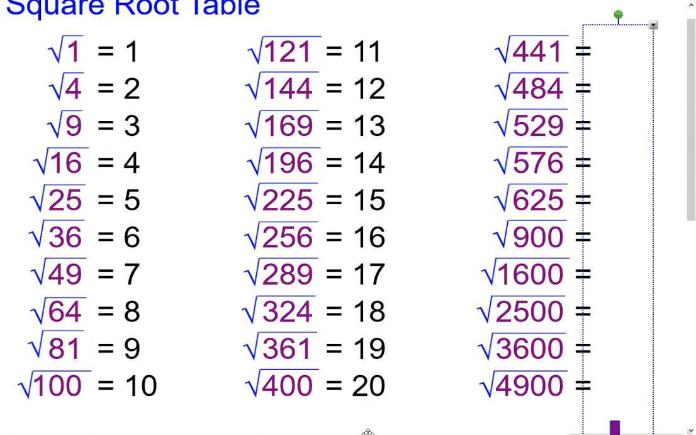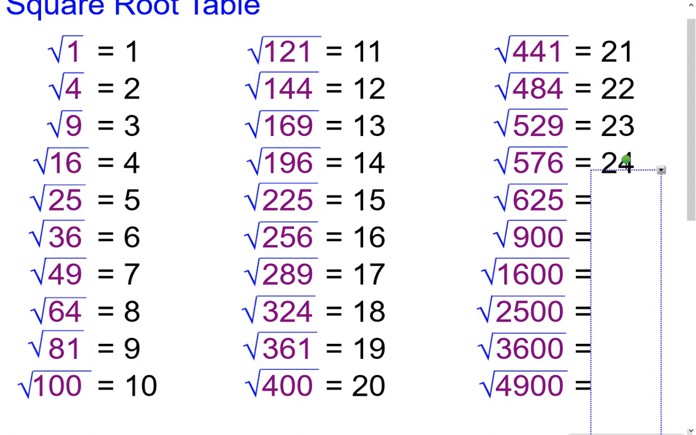I have these. The square root of 441. Anybody got it? 21, right. How about we get down here to the square root of 625? Some of you are seeing the pattern, 25. But how about the square root of 900? It's not 26. I skipped some in here.